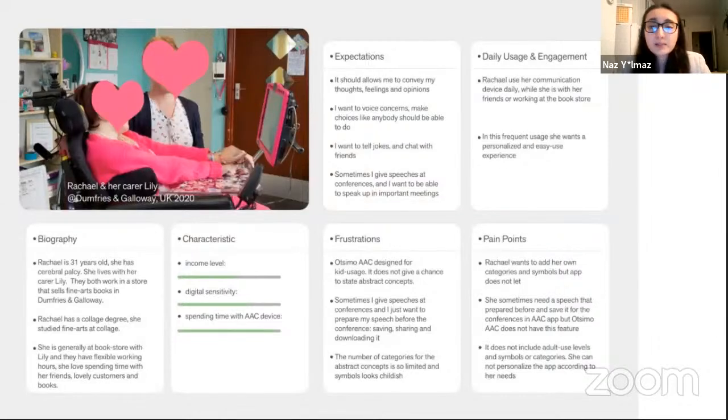What are the pain points? Rachel wants to add her own categories and symbols, but the app does not let her. She sometimes needs a speech that was prepared before and to save it for the conferences in the AAC app, but Otsimo AAC does not have this feature. These are the pain points from the personas.